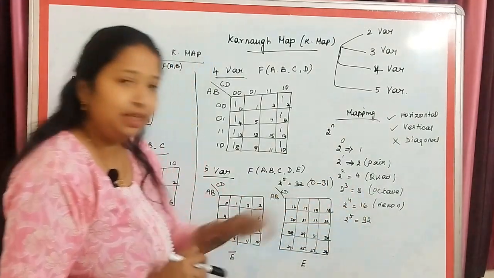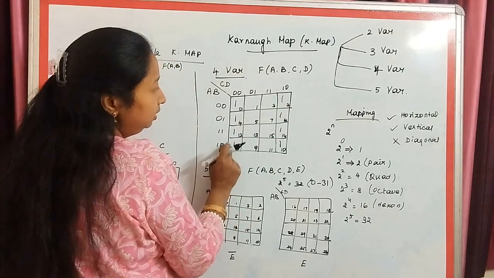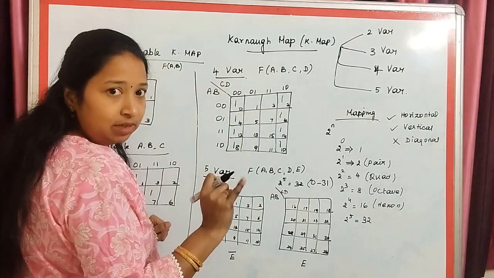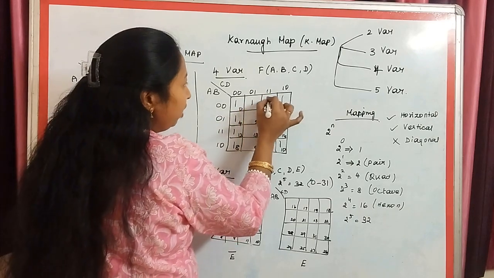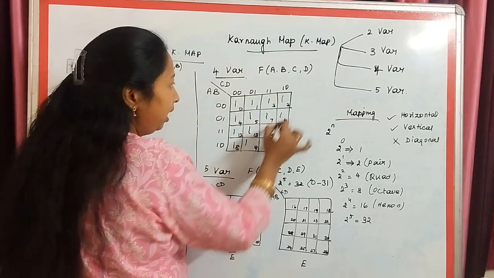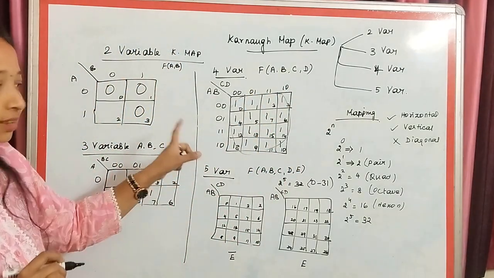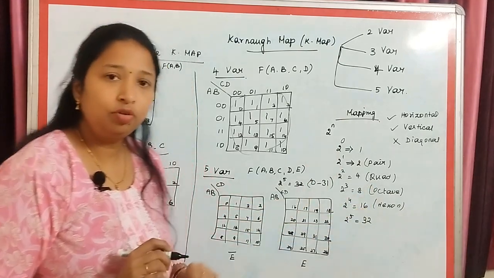Let's say for 16. Fine. What do I mean by 16? How many boxes are here in this? For a 4 variable map, we have 16 boxes, right? So when I have a 1 in all the boxes, in that case, I'll include the entire box as a single term. And this is called a 16 group mapping.